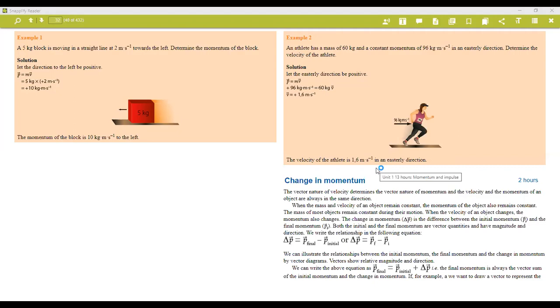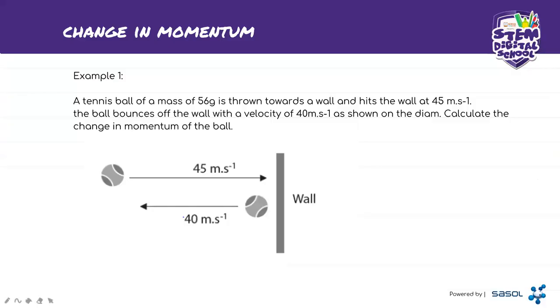Now let's move on to the example of the change in momentum. Remember what case this one is. This is an example of the first case that we spoke about. Why is this case one? Because you've got a ball that's bouncing on a wall. This could be a tennis ball, it could be a golf ball, it could be anything, but it's bouncing off this wall.